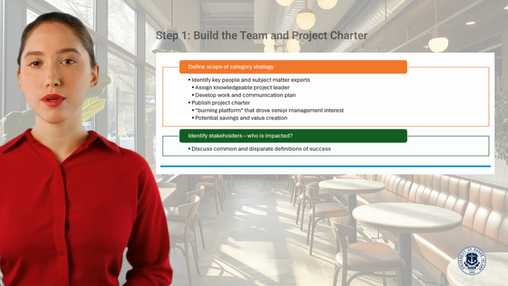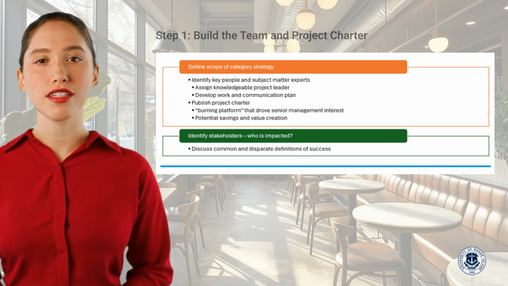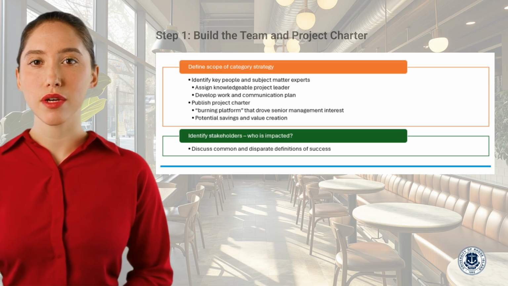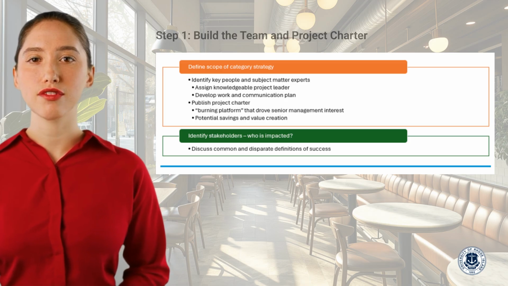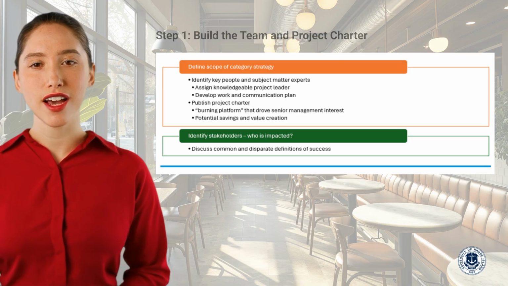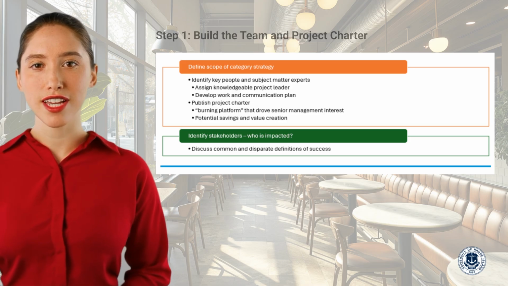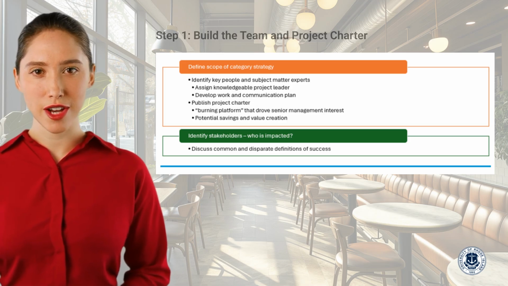The first step is organizational. Firms define the scope of the category strategy, identify key stakeholders and subject matter experts, assign a capable project leader, and develop a communication plan. The project charter outlines the burning platform that justifies the effort, such as cost savings, risk exposure, or value creation, and clarifies what success looks like for different stakeholders.